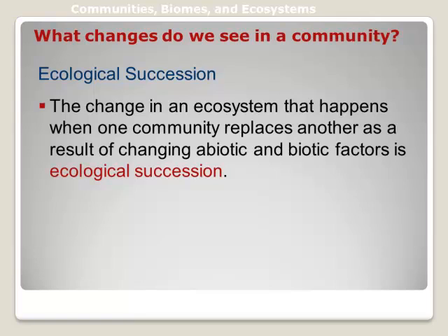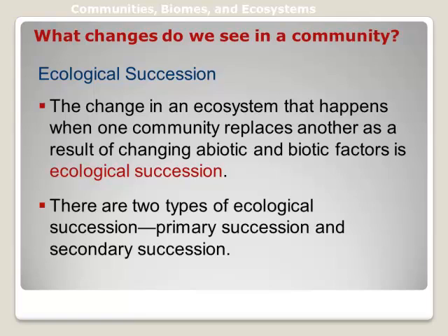Now, we can have two different kinds of ecological succession depending on where we see the change happening, or when that change actually starts to occur. The first type that we're going to talk about is primary succession, and then the second type is secondary succession. Now, I want to warn you, primary and secondary succession doesn't mean that primary happens first and then secondary happens. It's just a way of, we have two different start points getting to the same end goal.